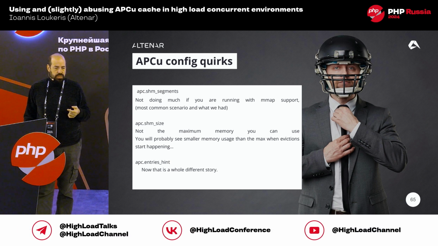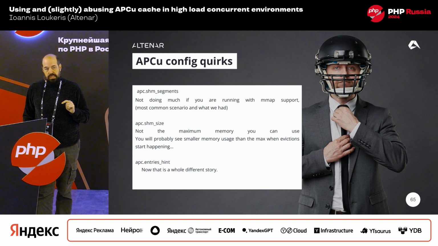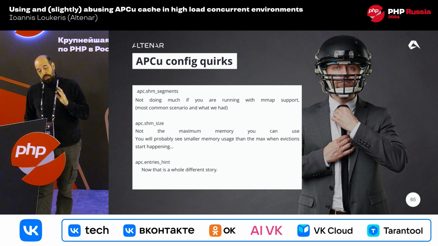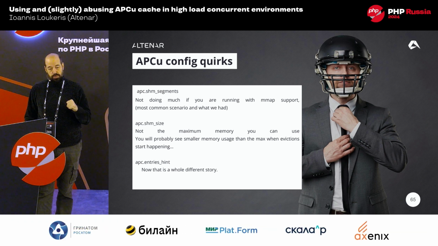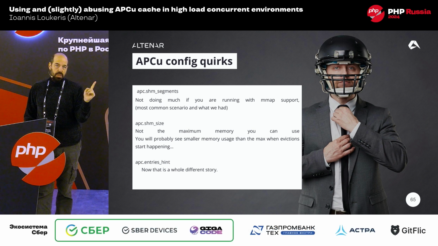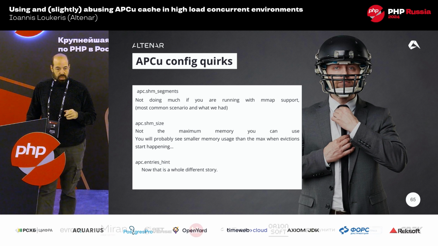So, as we said, the first one doesn't do much because now it's only one segment. The second one is something that you can always keep in your mind because it's not the maximum memory you can use. You will probably see smaller memory usage than the maximum at the point that evictions start happening. So let's say you have 32 megabytes, and somehow you will see 28, 29 megabytes used, and then you will start having evictions. Keep that in mind.